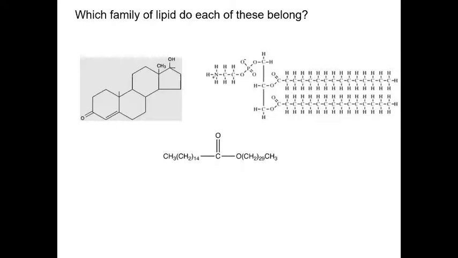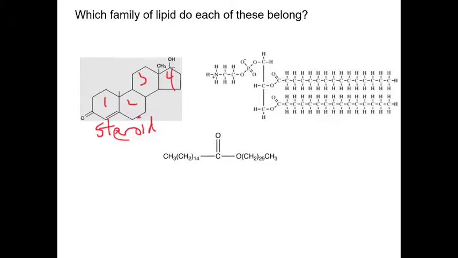Okay, so this one here on the top left, you can see the 4 fused rings: 1, 2, 3, and 4. And so this one is a steroid. So again, these are typically pretty easy to identify. And so this is a steroid lipid family.